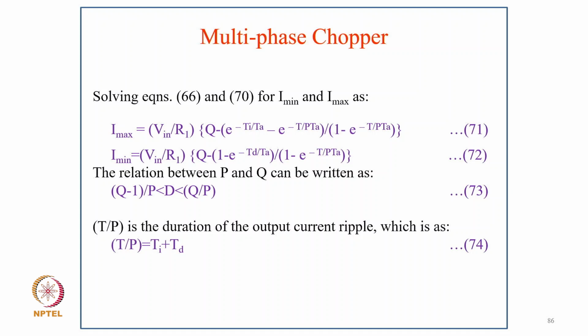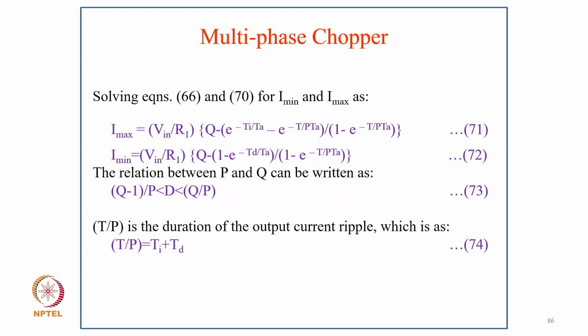So solving these equations for maximum current, Imax equals Vin upon R1 times (Q minus e to the power minus Ti upon Ta minus e to the power minus T upon PTa) divided by (1 minus e to the power minus T upon PTa). So Imin is Vin upon R1 times (Q minus 1 minus e to the power minus Td upon Ta) divided by (1 minus e to the power minus T upon PTa).